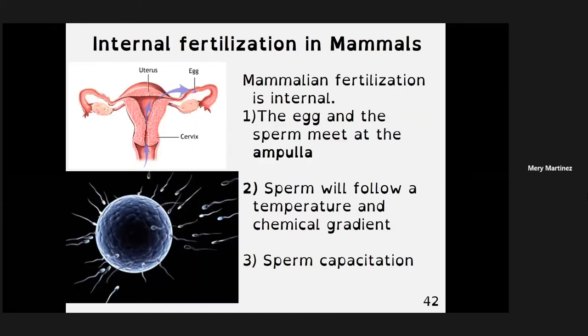So in here we have the schematic of the mammalian fertilization tract. So we have here the uterus of the female, we have the fallopian tubes, we have the ovary, and this is the uterus, and this is the cervix, and this is where the sperm is going to come. So the egg and the sperm will use different mechanisms to arrive at the ampulla. The ampulla is about here, and that is where normally fertilization will occur.